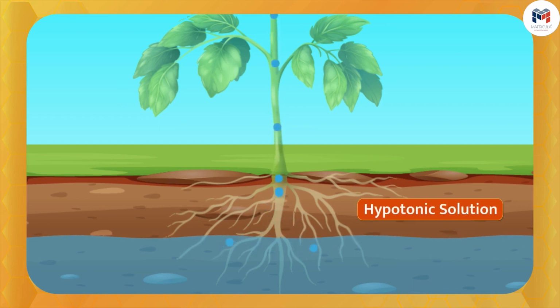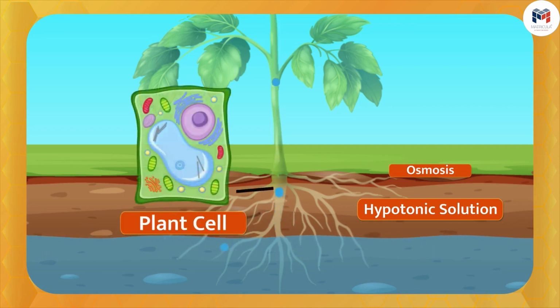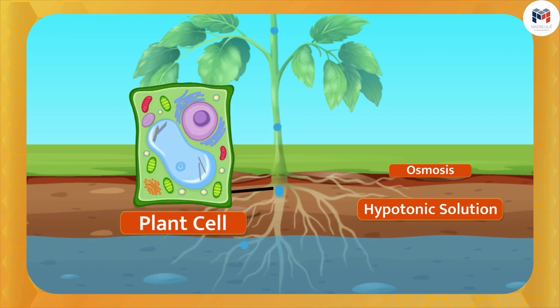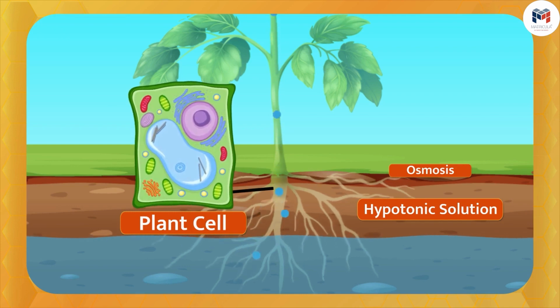So friends, what should happen here? Yes, osmosis. The groundwater goes through the plasma membrane of the root cell into the cell and the cell swells and becomes thick. So friends, in this way, osmosis causes the transport of water and salts in plants.